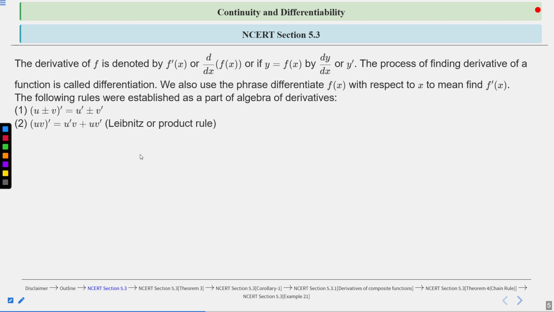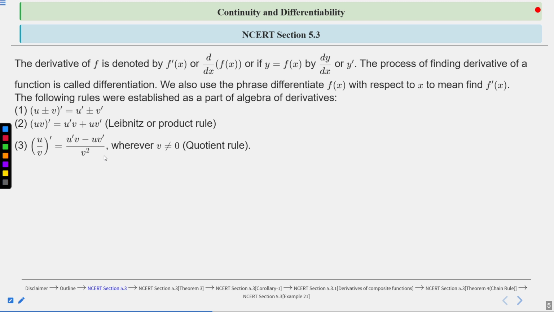Second is the product rule, which is also called the Leibniz rule. (u into v) dash is equal to u dash v plus u v dash. Clear? How can we find the derivative of a product? First we keep one function out and differentiate the other, plus we keep the other function out and differentiate the first. So first we keep v out and differentiate u, which gives u dash, plus we keep u out and differentiate v, which gives v dash. So u dash v plus u v dash, which is the Leibniz or product rule.